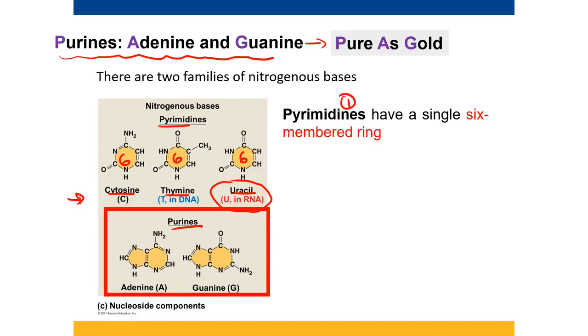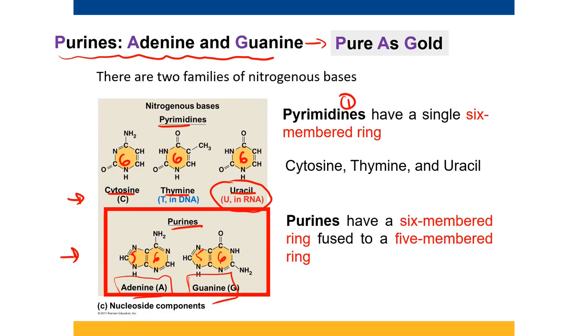On the other hand, the purines have 2 rings. One is a 5-member ring and is fused to a 6-member ring. And you have 2, the ones that we want, adenine and guanine. So cytosine, thymine, and uracil are the pyrimidines, and the purines, remember, are the fusion between a 6-member ring and a 5-member ring. And the answer is adenine and guanine.